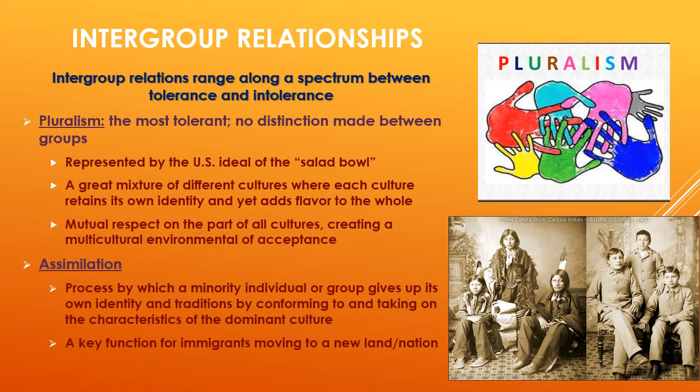So intergroup relations, we're going to focus on these in the next several slides here. Intergroup relations range along a spectrum between tolerance and intolerance. And over the next few slides, we'll cover the 6 different categories. So we'll start with pluralism, which is the most tolerant intergroup relation. And this is a society in which no distinction is made between groups. And so no distinctions made between people of different racial or ethnic groups.